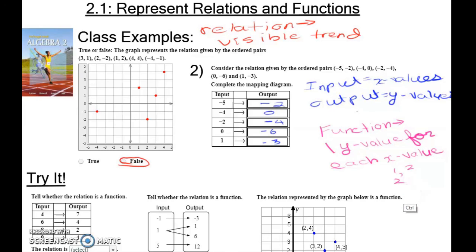However, if it was something like 1 comma 3, 2 comma 4, well, this is starting to look like one, but then if it goes back to 1 comma 5, you suddenly have two y values for the same x value, so that would not be a function.